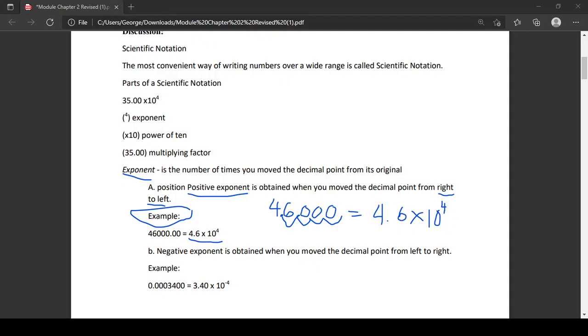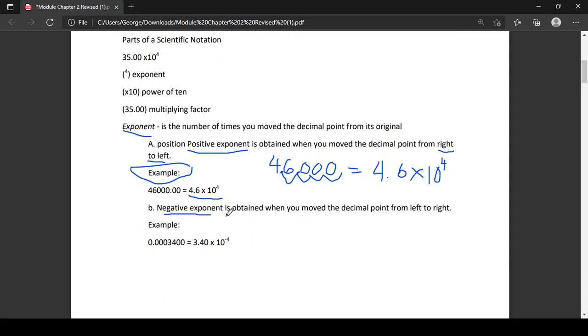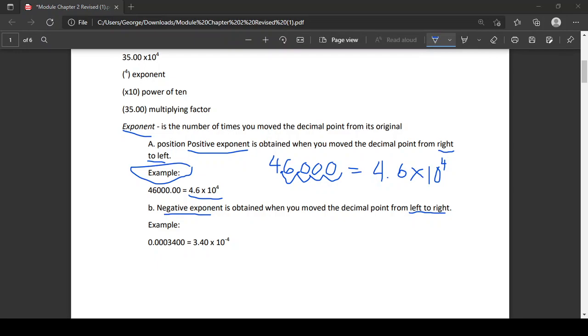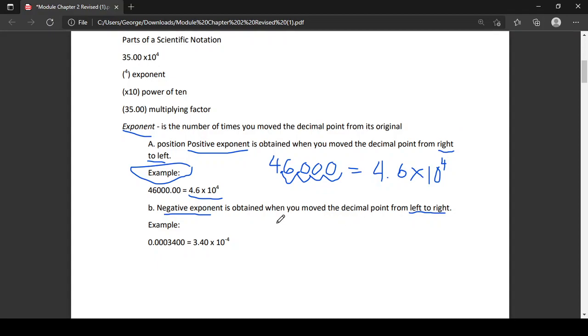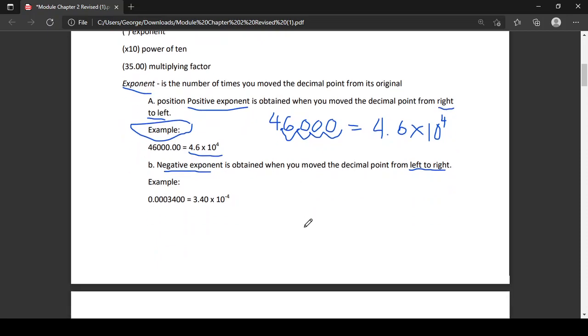What about, sir, if it is less than 1? Then it is a negative exponent. When we are dealing with negative exponents, kids, a negative exponent is obtained when you move the decimal point from your left to right. For positive, kids, we moved from right to left, correct? But if negative, kids, it is the opposite. We move from left to right because we are dealing with negative exponents. Again, when dealing with your negative exponents, you move the decimal point from your left to right.